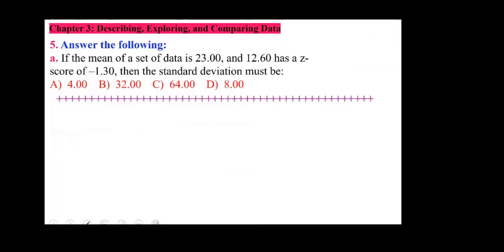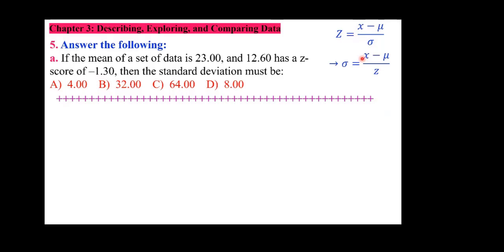If the mean of a set of data is 23 and 12.6 has a z-score of negative 1.3, then the standard deviation must be. We use the fact that the formula z equals x minus mu over sigma, and you want to solve for sigma. Everything is given, you want to solve for sigma, you can interchange them. So sigma becomes x minus mu over z, and now you replace each one accordingly.